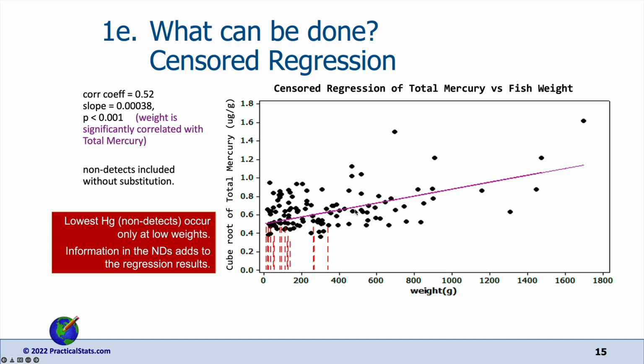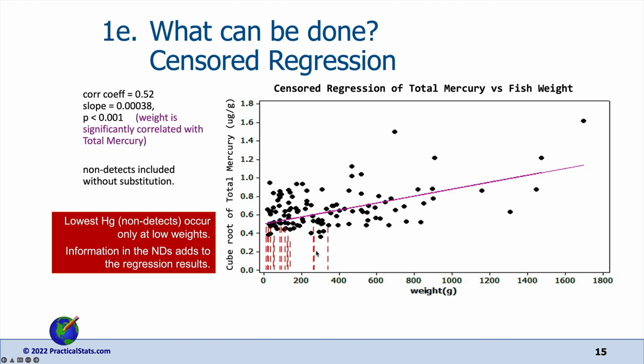This is a regression line that uses the detected values, which are all the black circles, and the non-detects, which are represented here by the red dashed lines. So they're not represented as a point because we don't know what point to put them at. They're somewhere between 0 and the detection limit itself. And the information in these non-detects are really important.